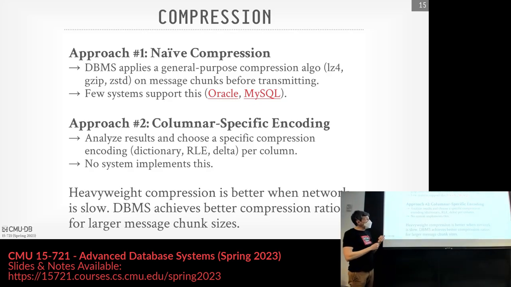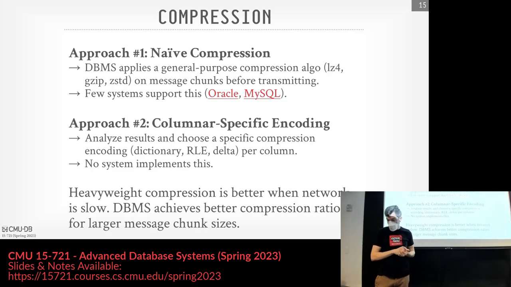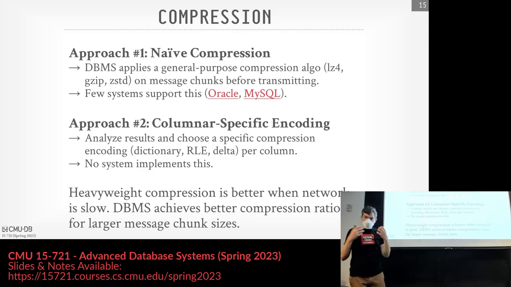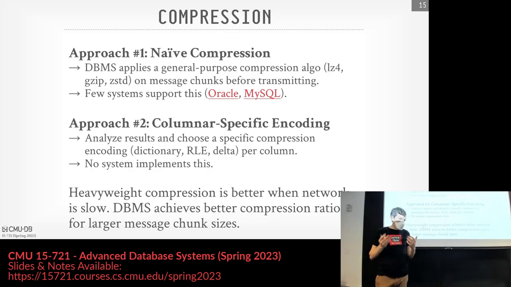The next design decision is whether to do compression. As the paper lays out, there are basically two approaches, just like it was for storage on disk. The first one is what I'll call naive compression, where it's just some general-purpose compression algorithm or library, gzip, snappy, zstandard, whatever, and before we package up the results to put on the wire, we compress the payload, and then we wrap some header around it that's specific to the database system.